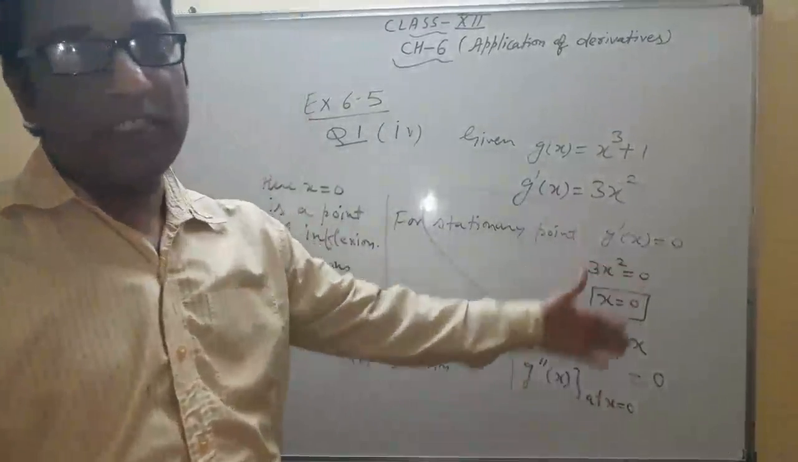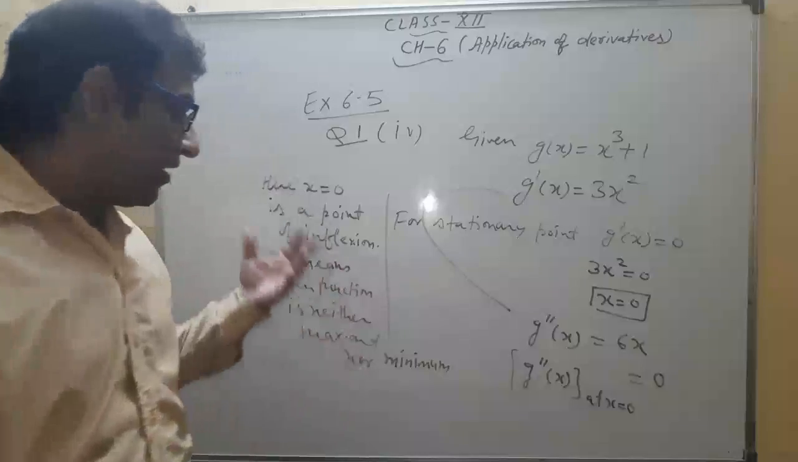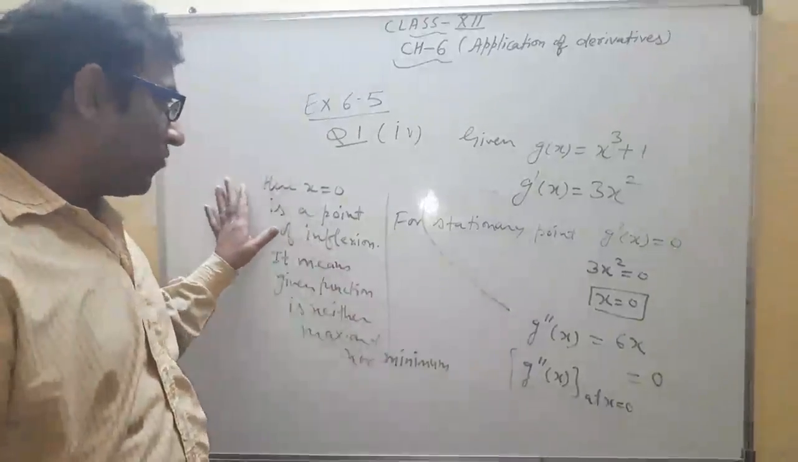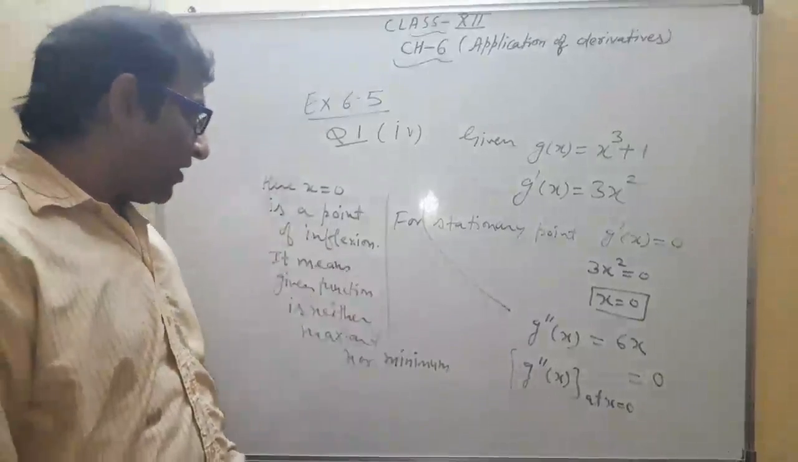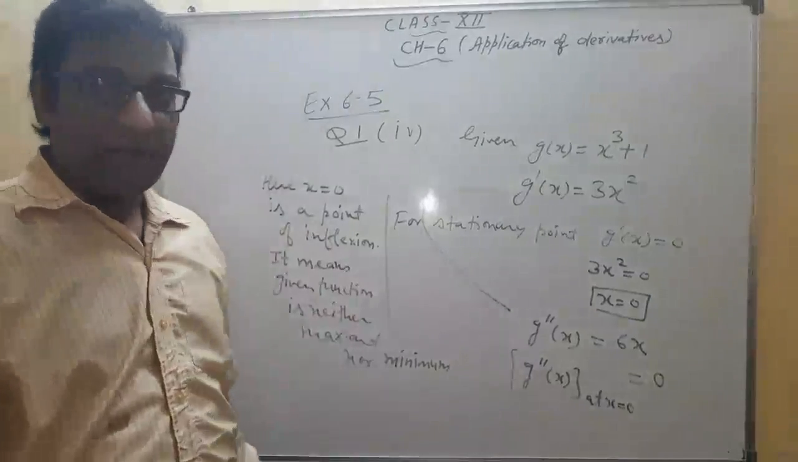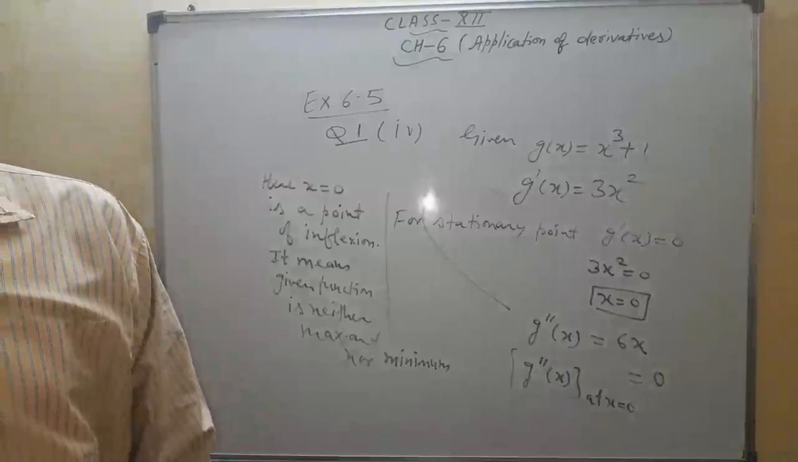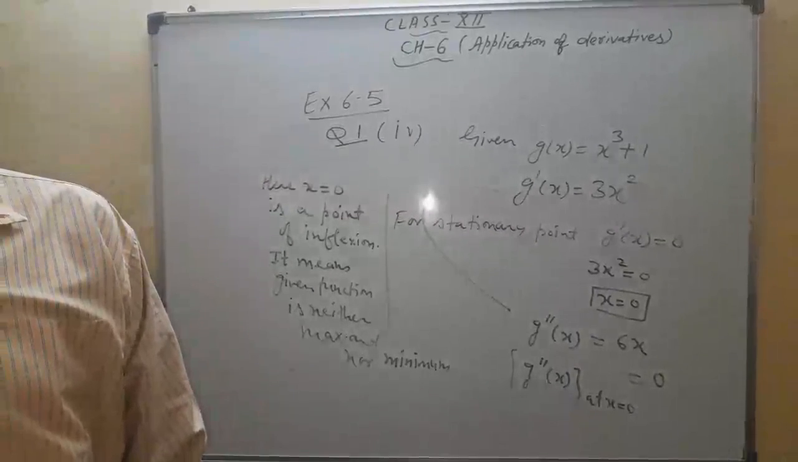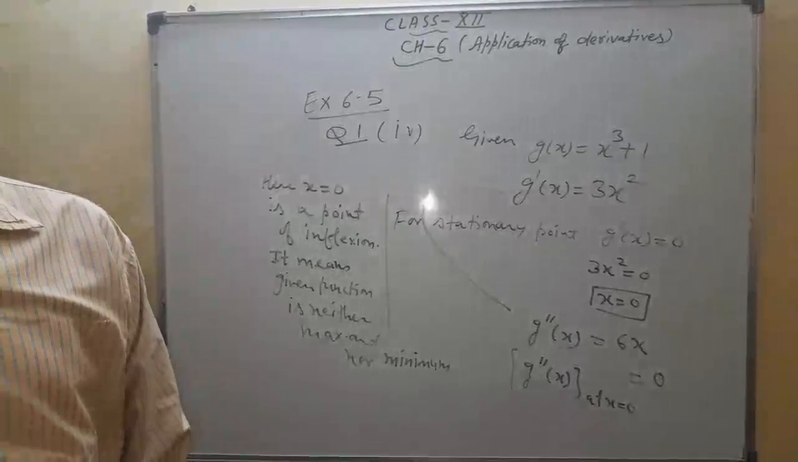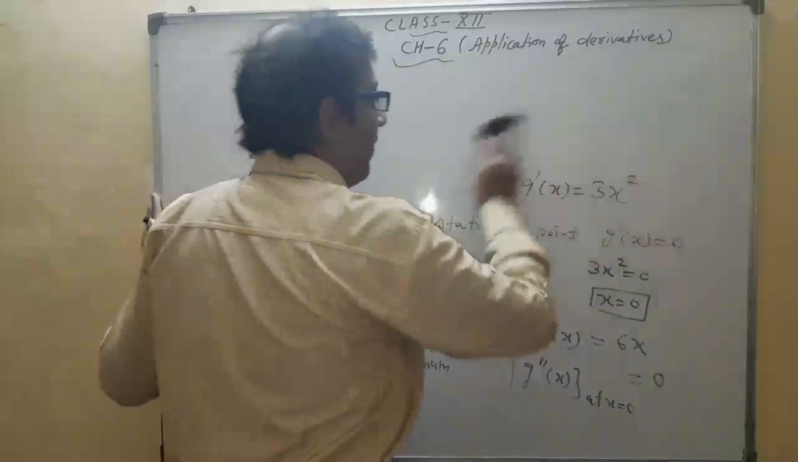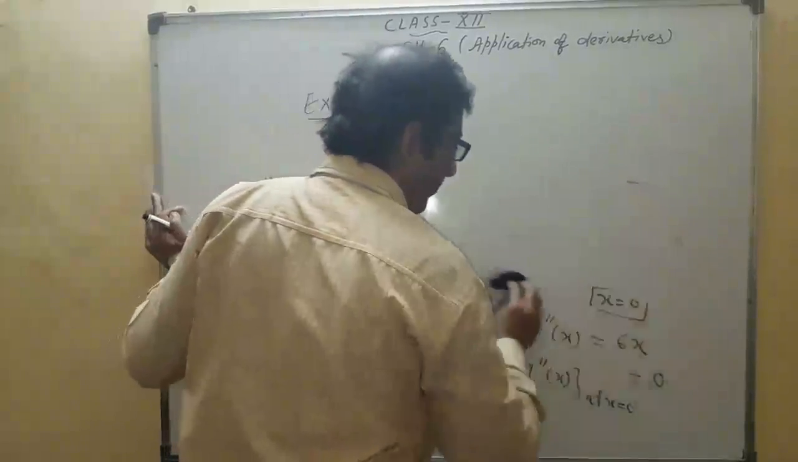The maximum or minimum concept is not there. That's why we cannot calculate the maximum value or minimum value. So we will mention here that x equals 0 is a point of inflection. It means the given function is neither maximum nor minimum. So after this question, we will continue with one more question that is related with absolute maximum and absolute minimum.